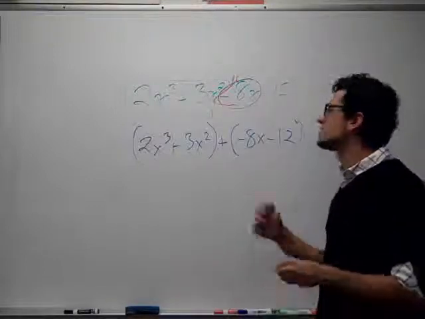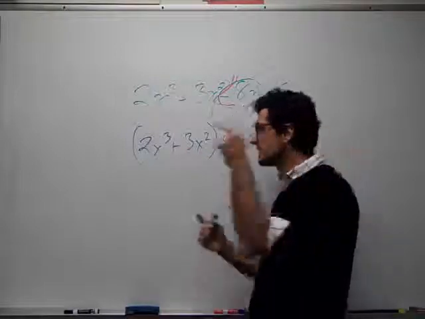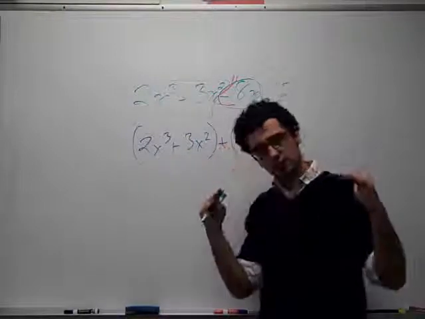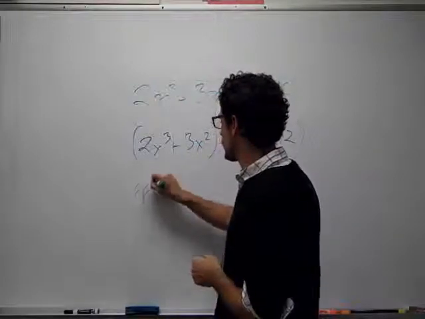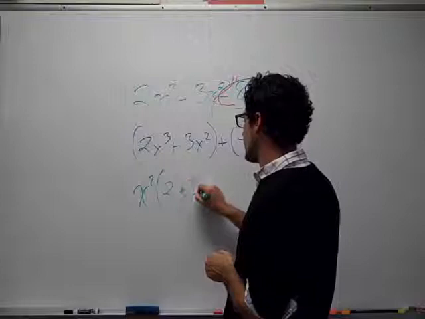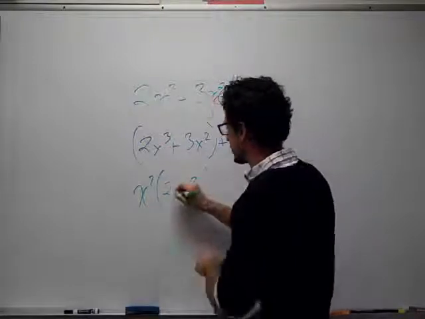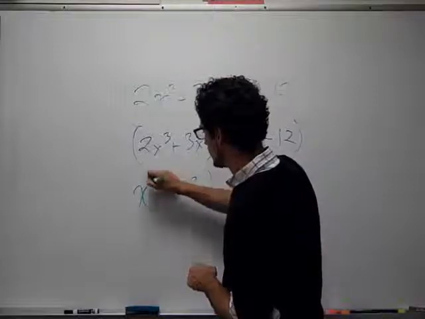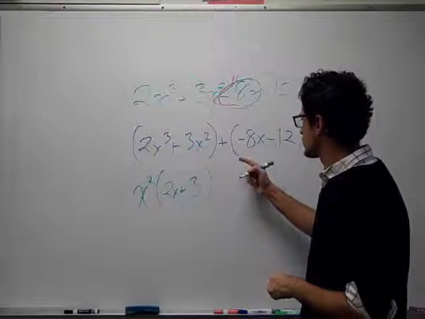All right, here we go. I'm going to see what's common between these. 2 and 3, nothing common. X cubed, x squared is common. Let's bring it. And so on the outside, I've got x squared, and inside I've got 2x plus 3. And what did I leave out? I left out an x, because that's got to multiply to make 2x cubed. And this is a squared on the outside. Hopefully that's cool.